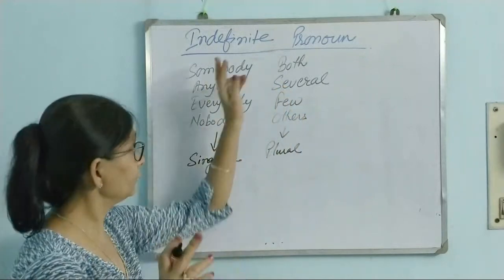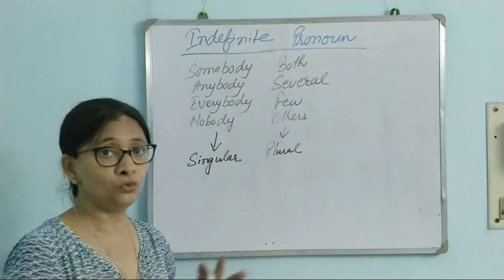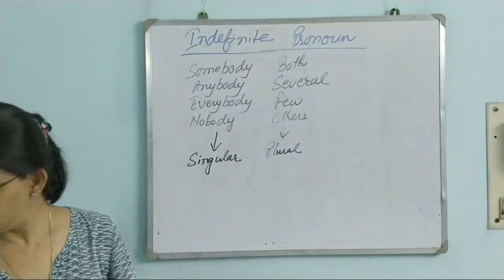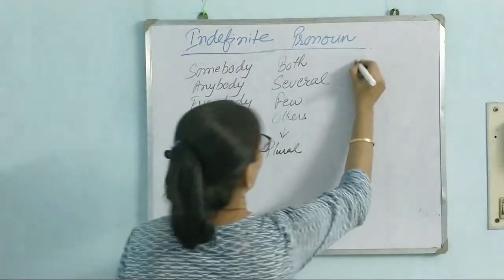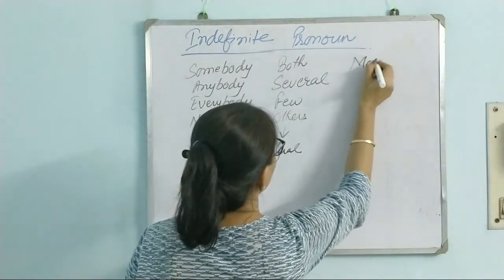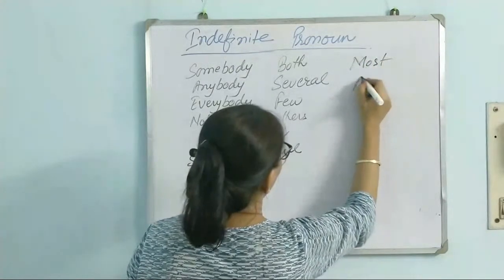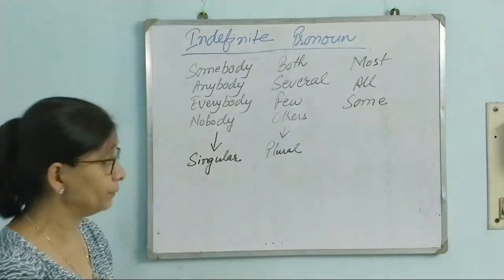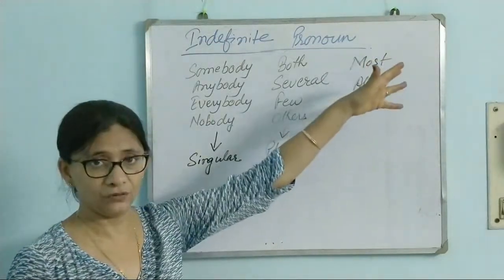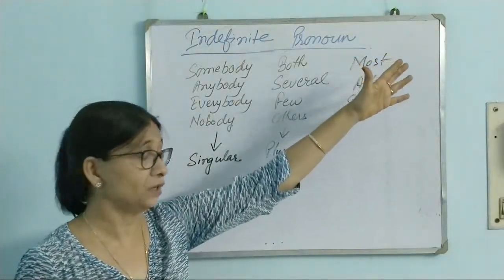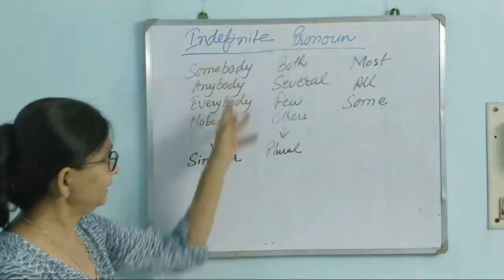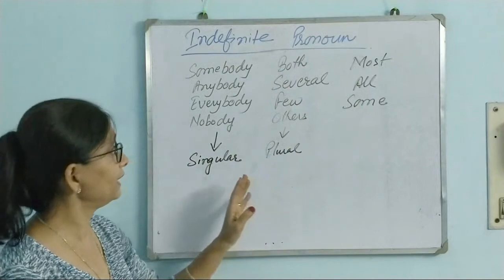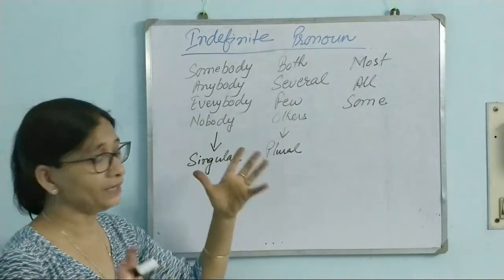There is yet a third type of indefinite pronoun which can be used as singular also, plural also, and they are most, all, some. We shall quickly see some examples of these words only, because they are kind of tricky. Sometimes they are singular, sometimes they are plural, so we need to discuss them. The others are simple: they are always singular, or always plural. Just remember the singular and the plural thing and it will be done.